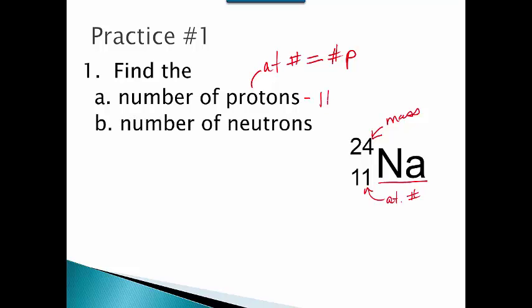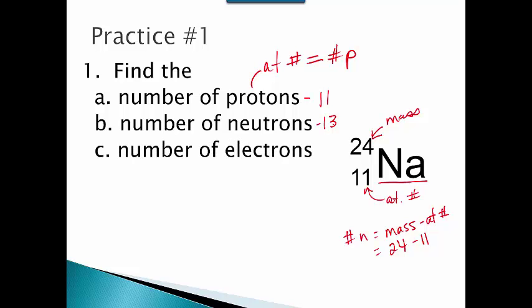We need to know the number of neutrons, and in the previous video we said that we could find the number of neutrons by taking the mass number and subtracting the atomic number. So in our case, to find the neutrons, we would have to take 24, which is our mass number, and subtract 11, and that's going to give us 13 neutrons.